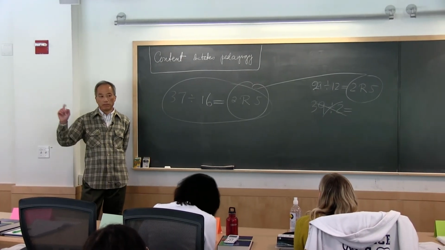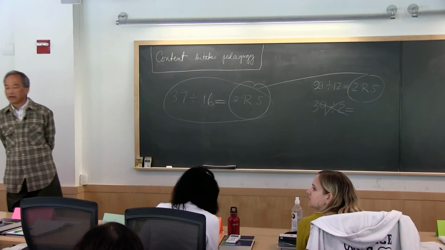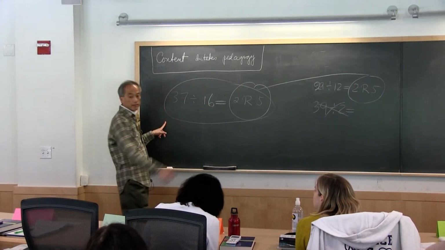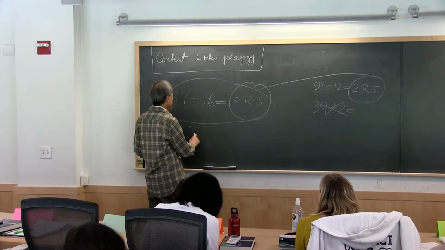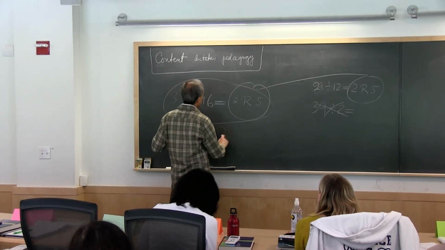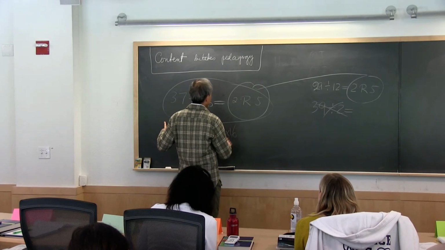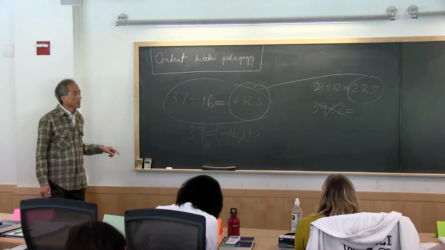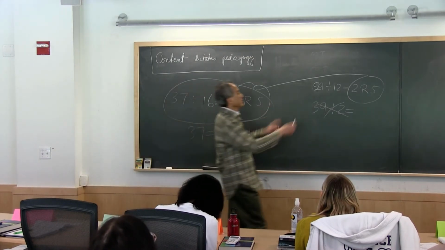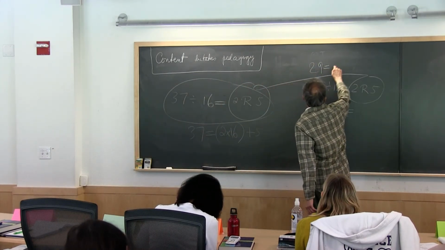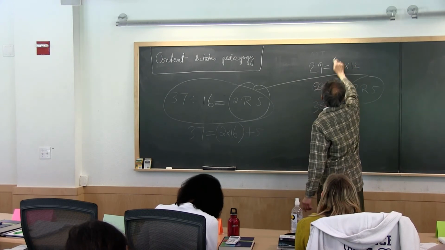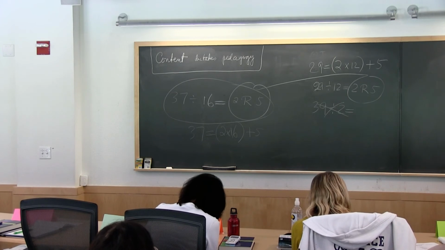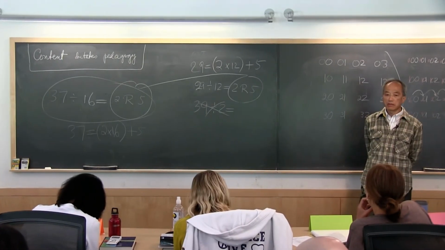Jennifer, if you said it equals 2 times 16 plus 5, the correct way to write this is not this. What you want to say is 37 is 2 times 16 with remainder 5. The way to write this is 29 is 2 times 12 with remainder 5. That's the only correct way to express division with remainder.